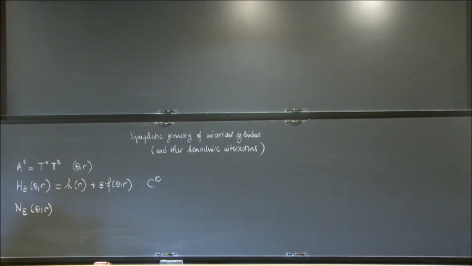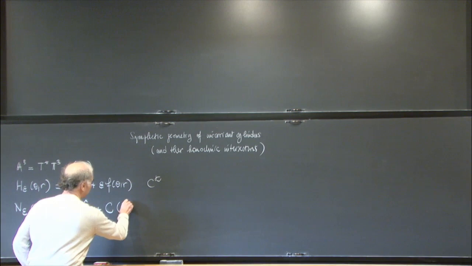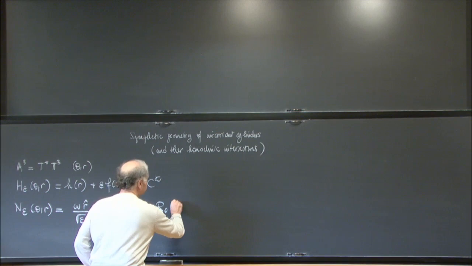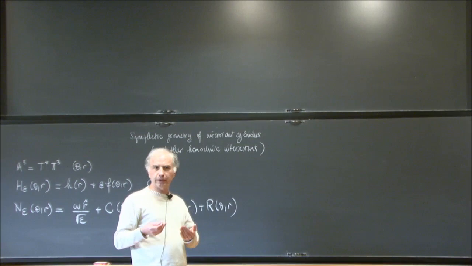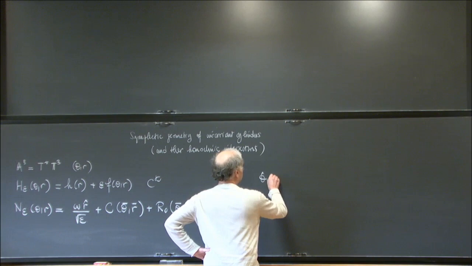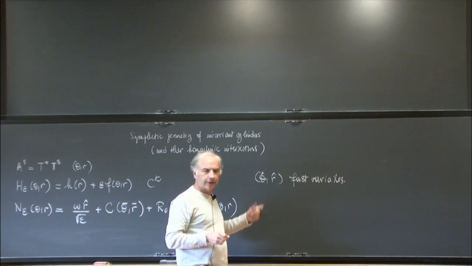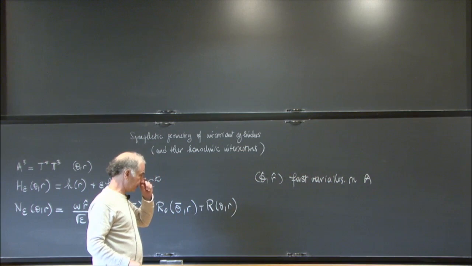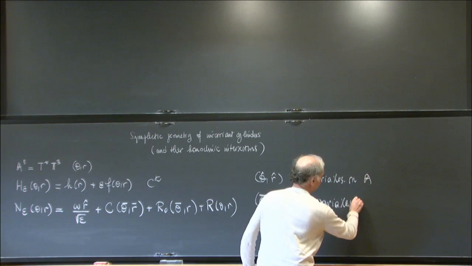So it reads like this: omega r hat over square root of epsilon plus c of theta bar, r bar, plus r naught of theta bar, r, plus r of theta and r. So what are these notations? First, this is a double resonant point. So you have one series of fast variables, which are one-dimensional, both. And theta bar, r bar are the slow variables in A2, the two-dimensional annulus.